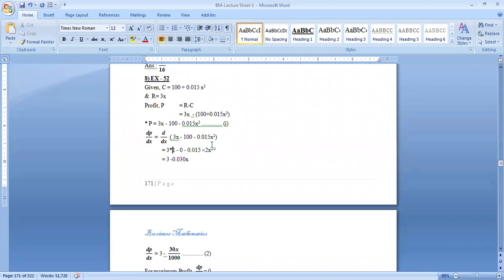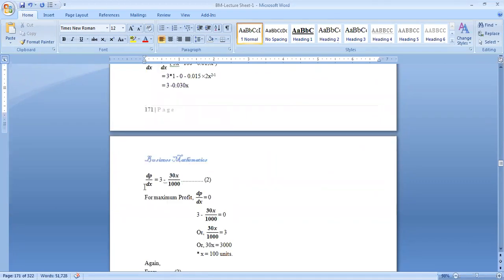We have to use formula number 1. In place of n, 2. So 2 into x to the power 2 minus 1, that means 0.015 multiplied by 0.030 into x. Now we get 3 minus 0.03 into x. This is dP/dx. It looks like dy/dx, but this is dP/dx, and dP/dx equals 3 minus 30x divided by 1000.